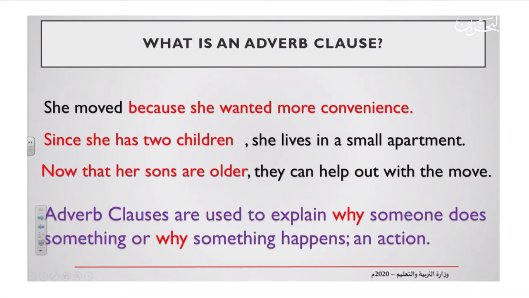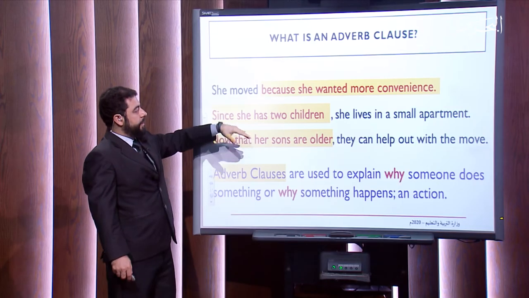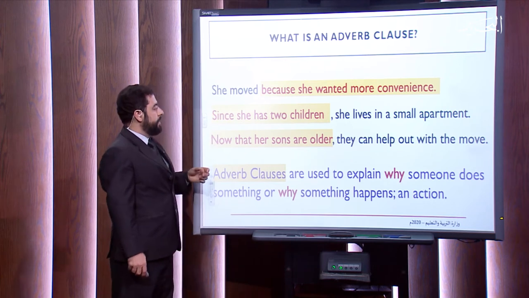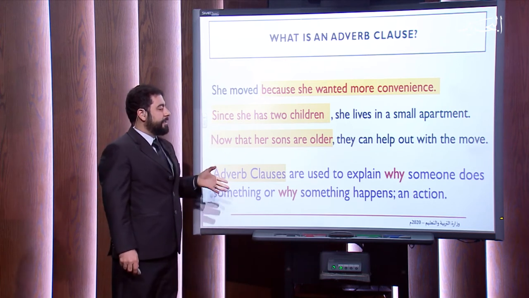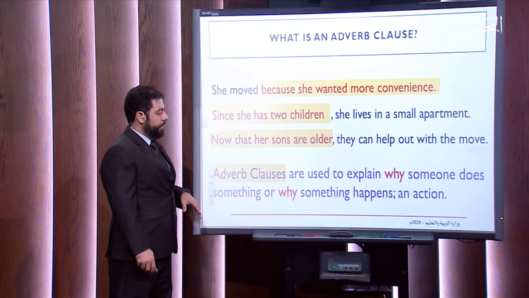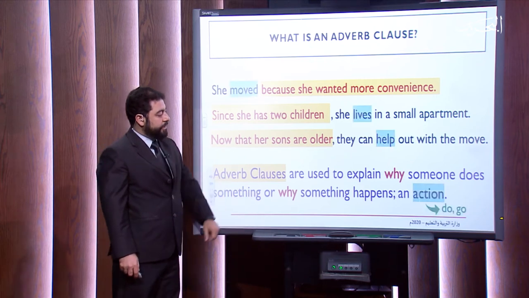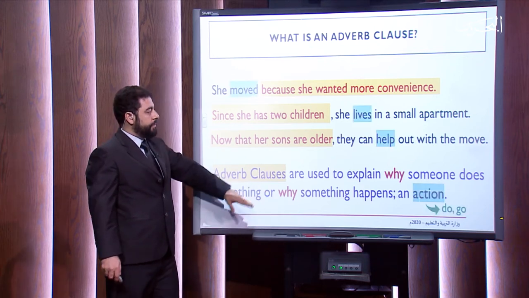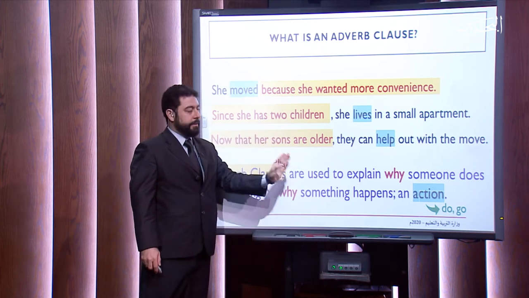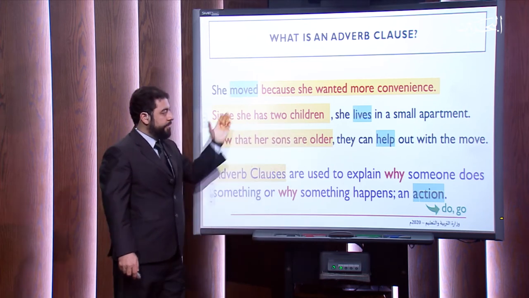So, adverb clauses are used to explain why someone does something or why something happens, an action. So, adverb clauses are these. Because she wanted more convenience, since she has two children, now that her sons are older. Okay? And we use actions, for example, do or go, so we separate the main clause from the adverb clause.